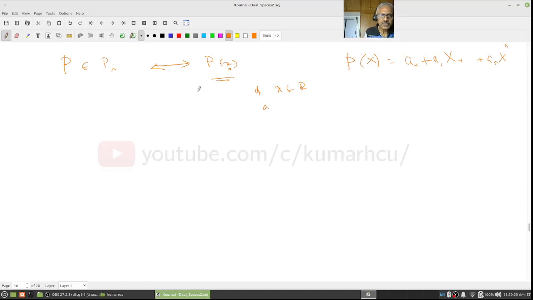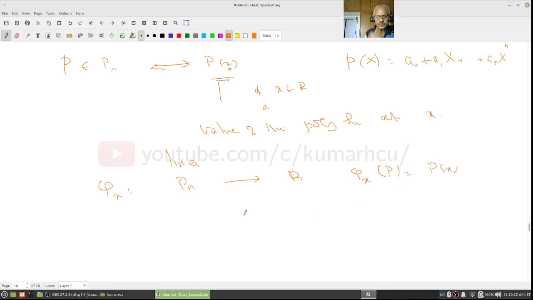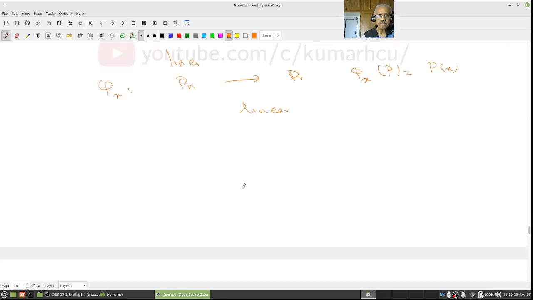So this is the value of the polynomial function at x. We know these are all linear. Call this phi of x from Pn to R. Phi of x at the polynomial p is the value of p at x. So this is linear.